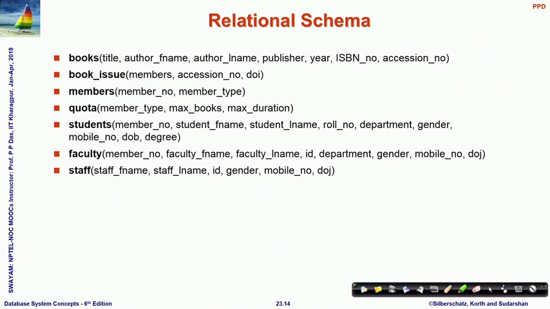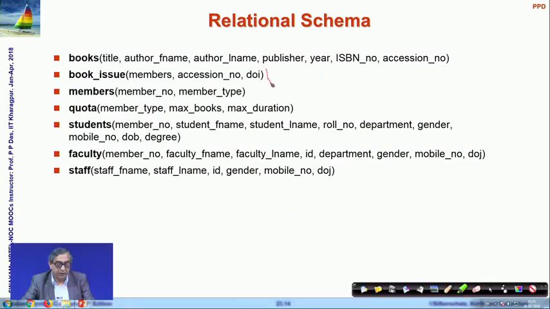This is a more straightforward process where you just convert every entity set into a relational schema. And also we have converted the relationship. There is a relationship called book issue here, as you can see. This also we have converted to a relational schema involving the two attributes of member number and the accession number. So, let us see how this will span out in later parts.